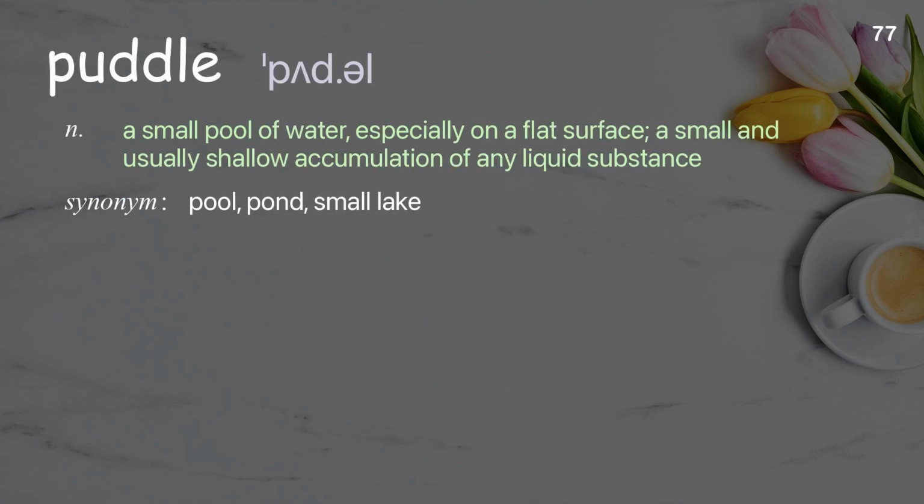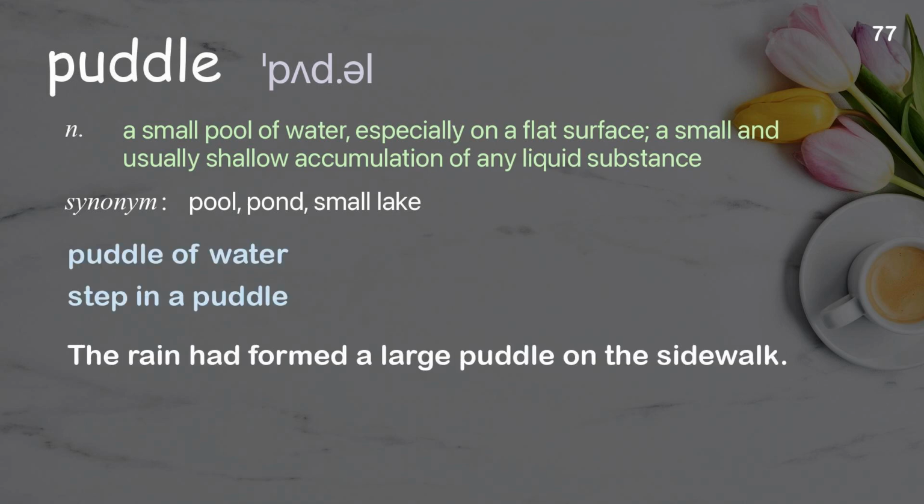Puddle. A small pool of water, especially on a flat surface, a small and usually shallow accumulation of any liquid substance. Examples: Puddle of water. Step in a puddle. The rain had formed a large puddle on the sidewalk.